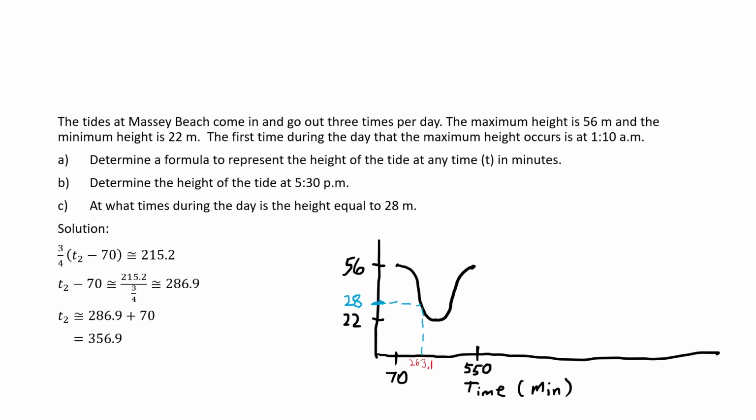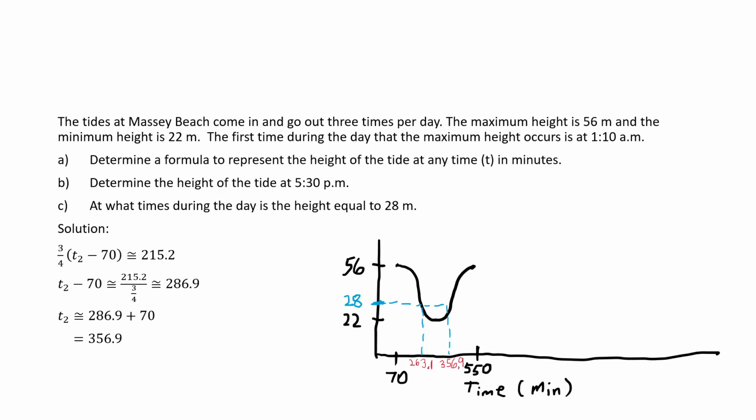Well, t2 will be, if you recall earlier, we said theta 2 is 215.2 degrees. So since theta is equal to 3/4 t minus 70, we can say 3/4 of t2 minus 70 is roughly 215.2 degrees. Dividing both sides by 3/4 gives us 286.9 on the right-hand side. Adding 70 to both sides tells us that t2 is roughly equal to 356.9.